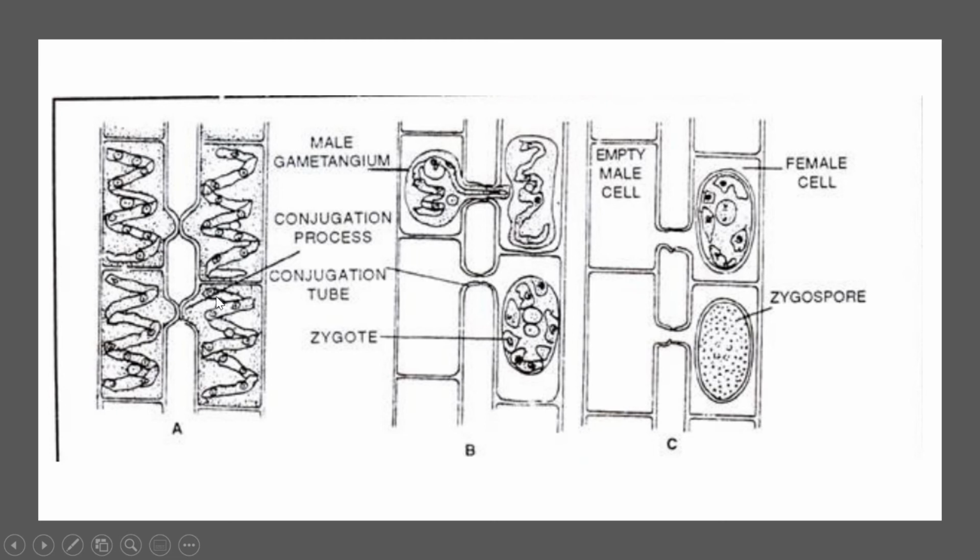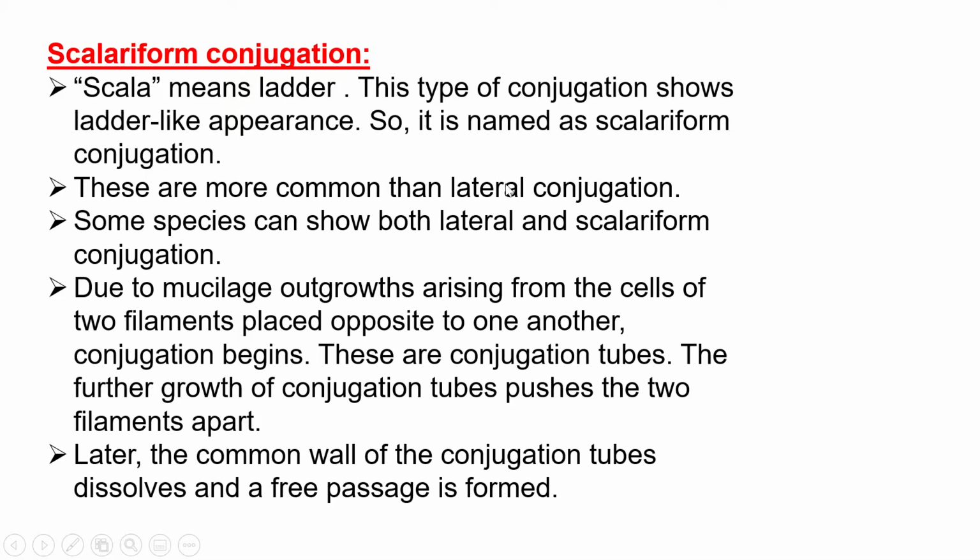Unlike lateral conjugation, in which conjugation takes place within the same filament, in scalariform conjugation the conjugation takes place between two different filaments. So it is known as heterothallic. These are more common than lateral conjugation, and some species can show both lateral and scalariform conjugation.